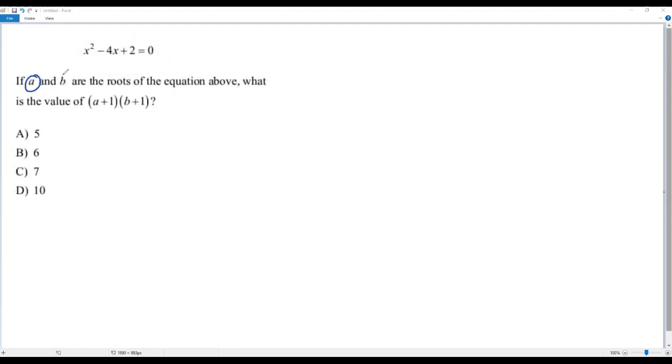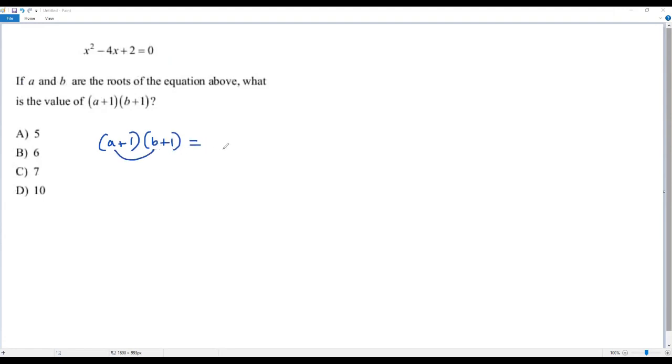When the roots a and b are irrational numbers, it's a bit difficult to get a value of this product (a + 1)(b + 1). So we have to use some other strategy to get the value of this product. First, let me multiply these two binomials a + 1 and b + 1. Let me do it. So here we can use the FOIL method to multiply these two binomials.